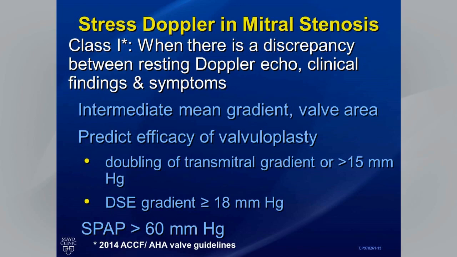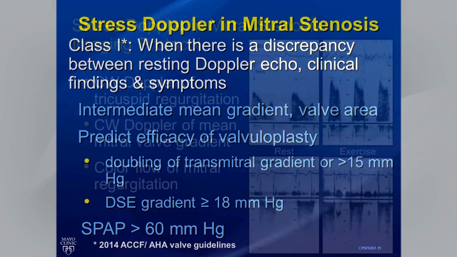There's less data for dobutamine stress echo, but some saying that if the mean gradient with dobutamine exceeds 18 millimeters mercury, this will predict efficacy of intervention. You can also predict that the patient will benefit from intervention if the systolic pulmonary artery pressure associated with this increasing gradient exceeds 60 millimeters mercury.